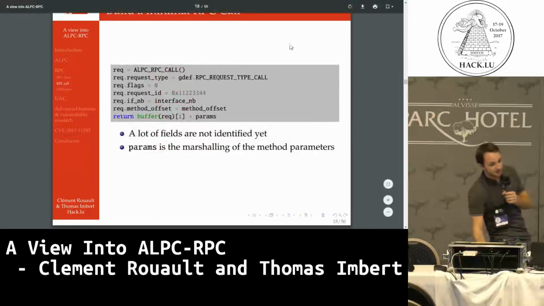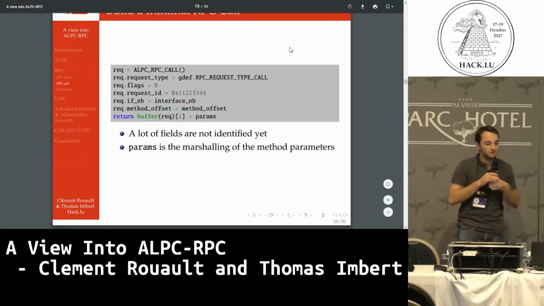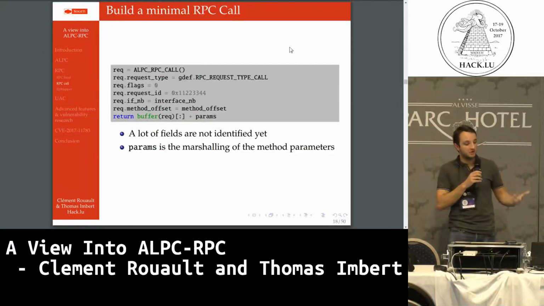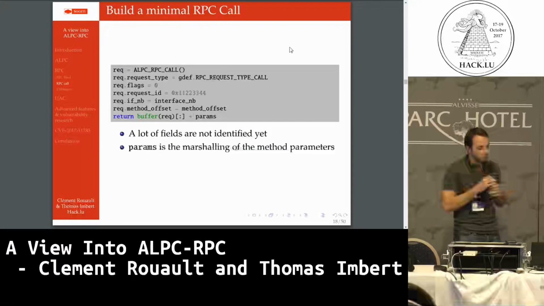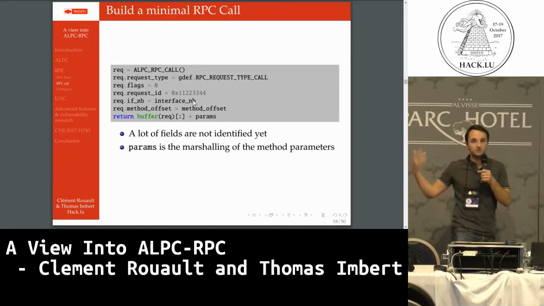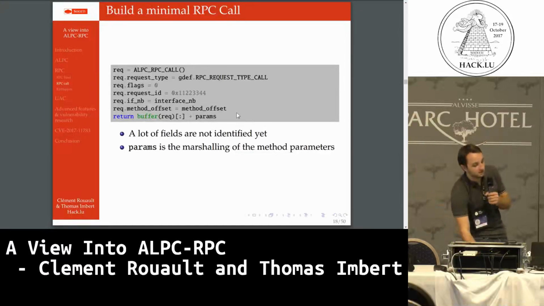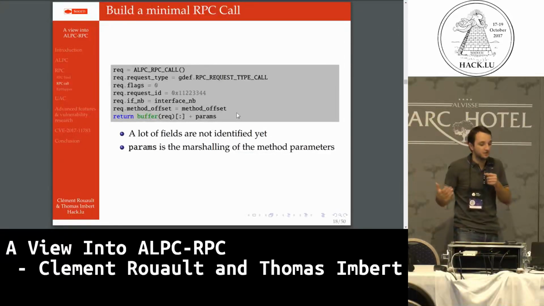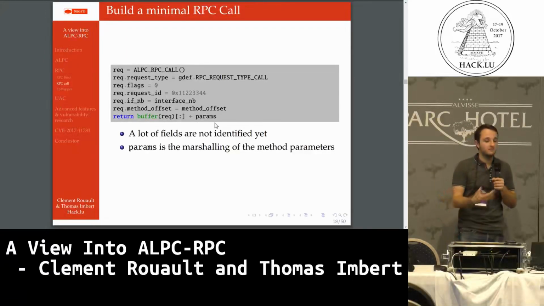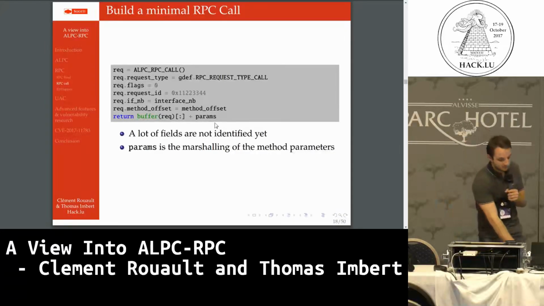So to build a minimal RPC call, it's even simpler. You have to craft an ALPC RPC call, set the type to RPC request type call, set the request ID to whatever you want, set the interface ID to the interface method number that was the result of the binding before, and the method offset to the offset of the method we want to call. And after this buffer, all you have to do is append the params, and the parameters are the result of the marshalling of the method.